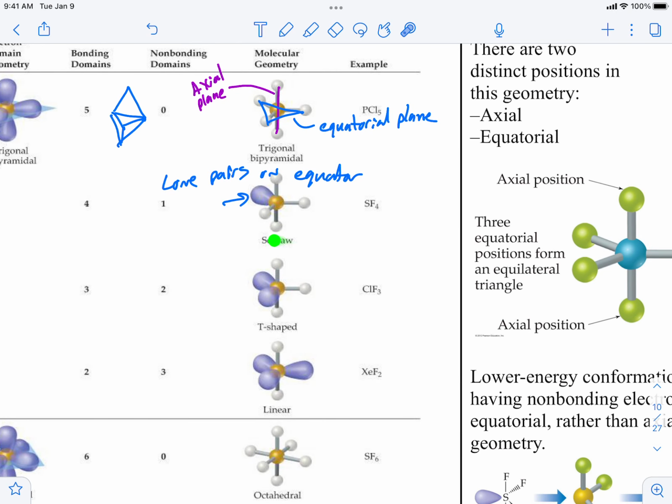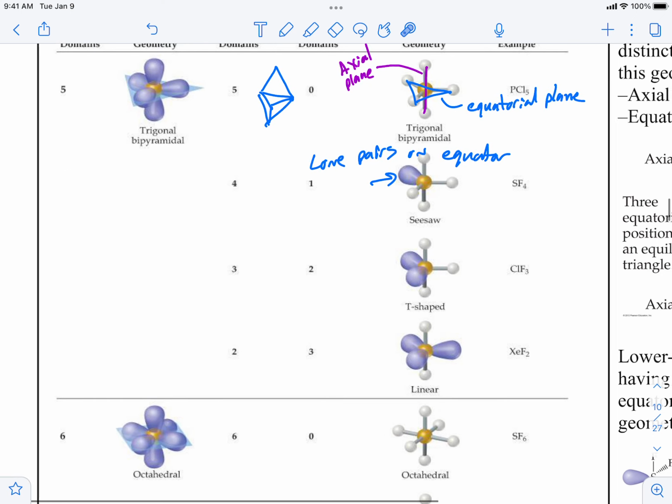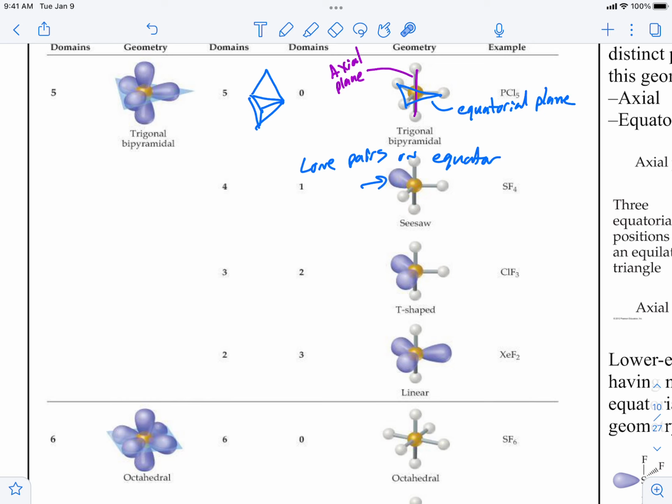Now the name of this shape is seesaw, because if you put it on its side, it literally rocks back and forth like a seesaw. And I'll show you with the physical models here in just a second. Let's just get through the chart. All right, 5 domains, 3 bonds, 2 lone pairs. Remember, lone pairs have to be on the equator, so both lone pairs will be on the equator. And this is what we call T-shape, because if you turn your head sideways, it looks like a T.